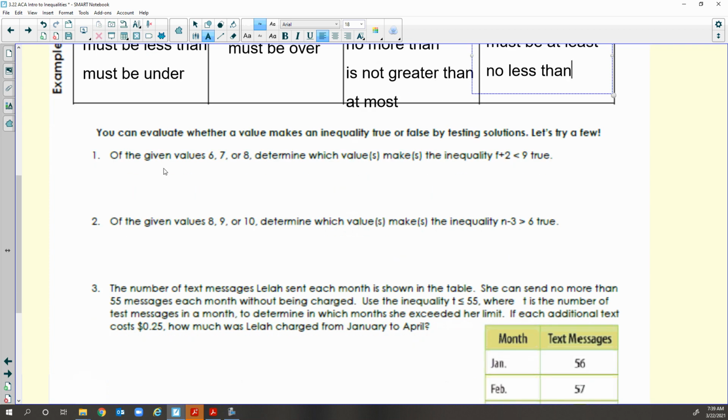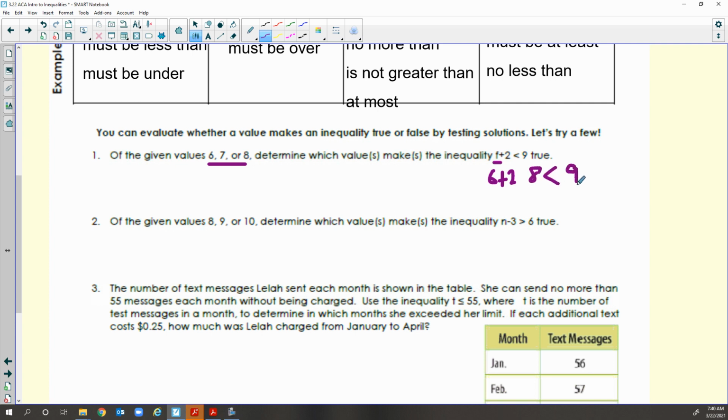So let's do a couple of examples here together. It says, of the given values 6, 7, or 8, determine which values make the inequality f plus 2 is less than 9 true. So this isn't too bad. All we have to do is plug and chug for this letter F with the numbers that are in our list. Whichever numbers make this sentence true, we're good to go. So let's plug and chug 6. We do 6 plus 2. That's going to give us 8.